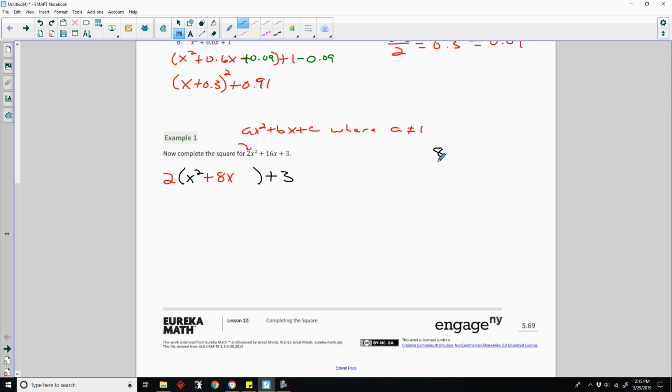So now that I've done that, my b is 8. And I take my b and I divide it by 2, and that equals 4. And I'm going to show this a different way this time. 4 squared is 16, but I'm not going to put 16 here. I'm going to put plus 4 squared. Let me change this 8x to black because I'm doing this for a reason.